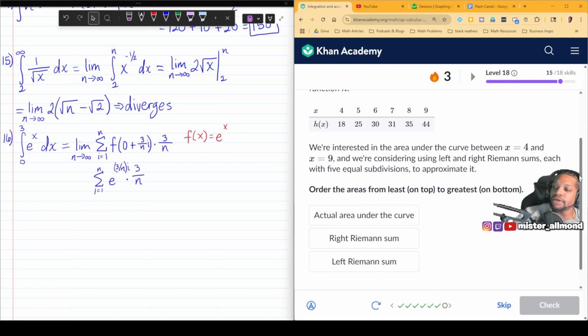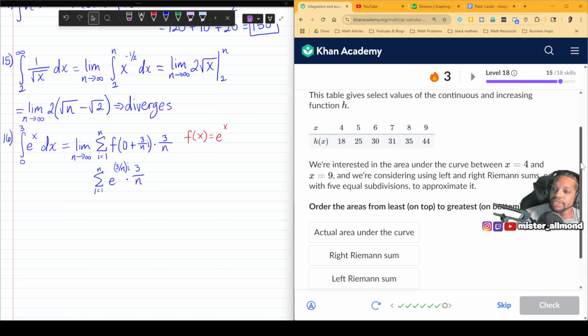Actually, let me show this part because that matters. The fact that it's continuous and increasing. We're interested in the area under the curve between x equals 4 and 9. We're considering using left and right Riemann sums, ordering them from least to greatest. Okay, left, actual, right. Yes.